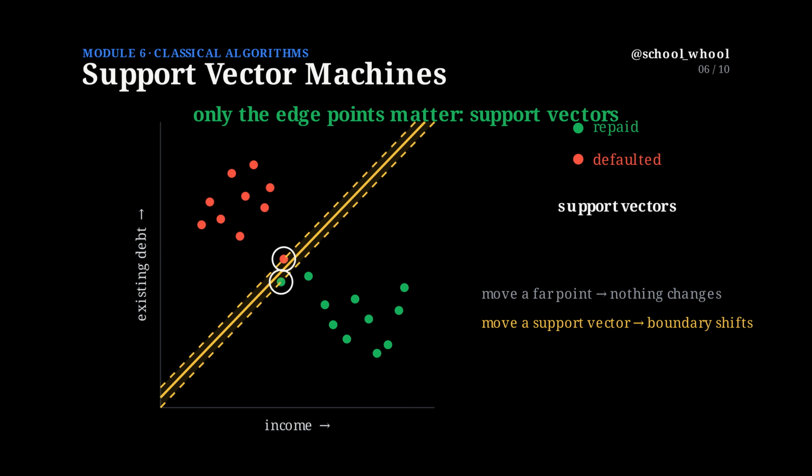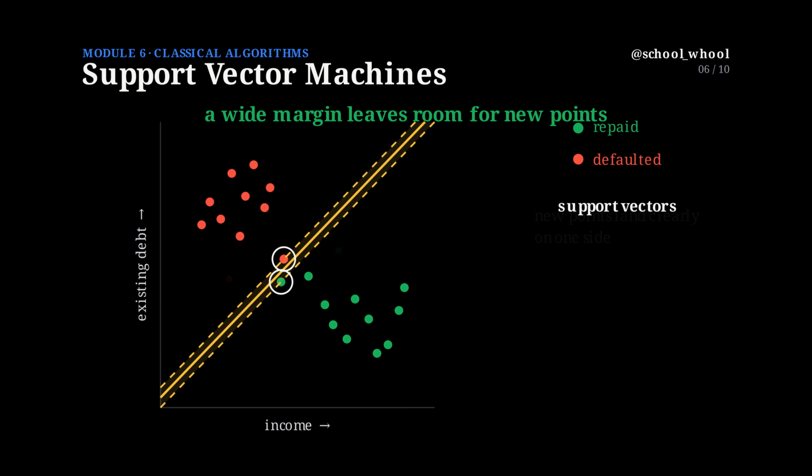Why the widest street? Because a wide margin leaves the most room for new, unseen points. A boundary crammed right up against the data is fragile. A slightly different new point could fall on the wrong side. The widest margin generalizes best.